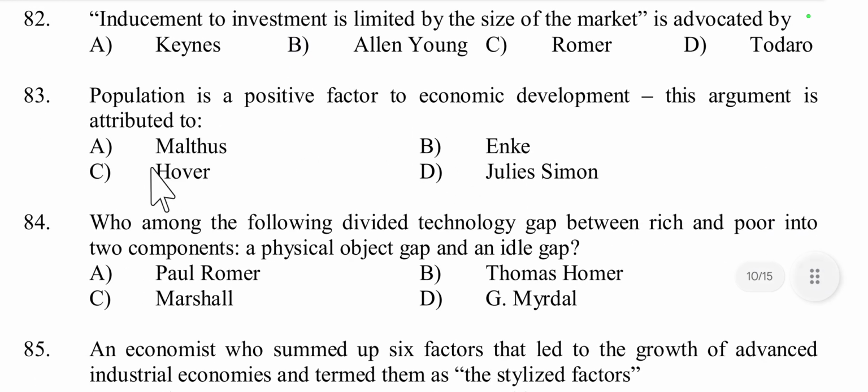Then question number 83. Population is a positive factor for economic development. This argument is attributed to Malthus, Enke, Hoover, or Simon. This concept is related to Julius Simon, option D, because Julius Simon, a neo-population optimist, believed that population growth leads to innovation and human capital formation, thus benefiting economic development. So option D is the right answer.